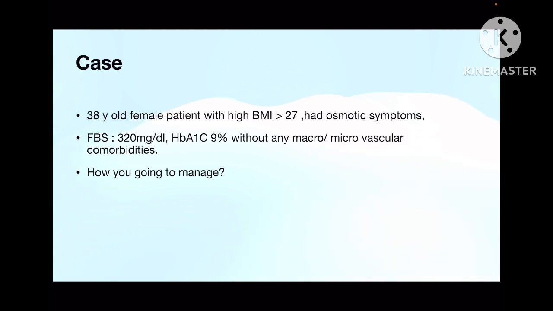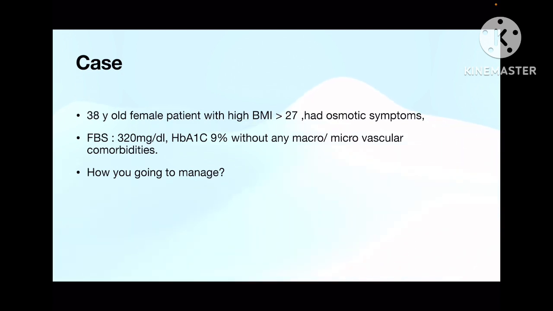Suppose a 38-year-old female patient with a high BMI, more than 27, had asthmatic symptoms. Due to the asthmatic symptoms, she has done fasting blood sugar and HbA1c. Fasting blood sugar came as 320 milligram per deciliter. HbA1c is sky high, more than 9%. But there is no microvascular complication in that patient. Then how are you going to manage this patient?